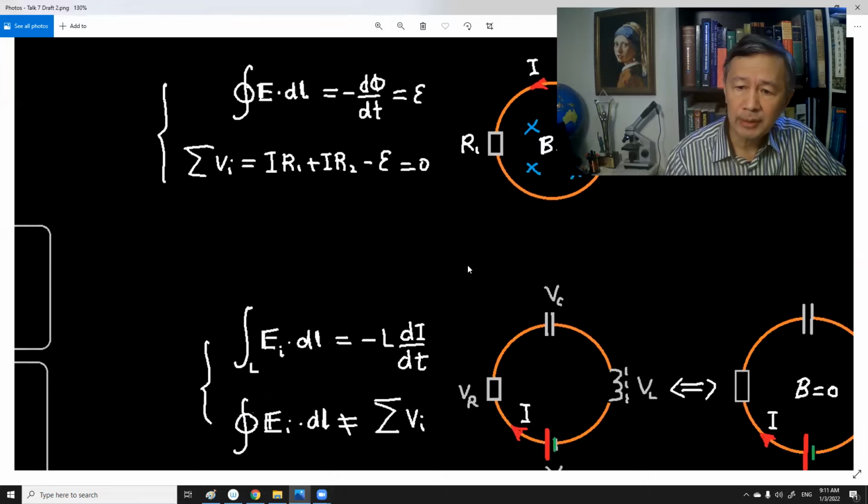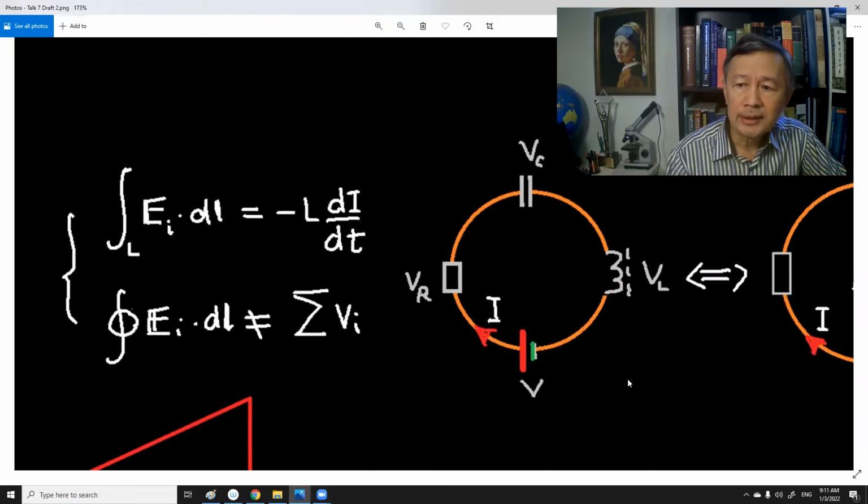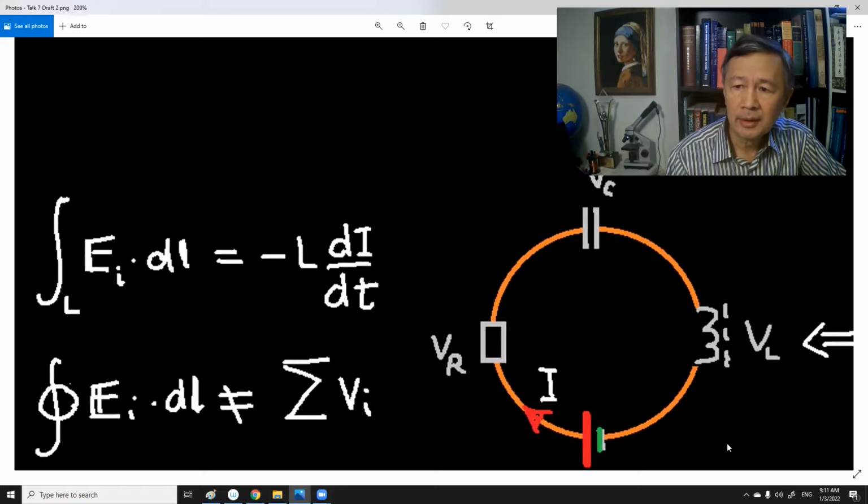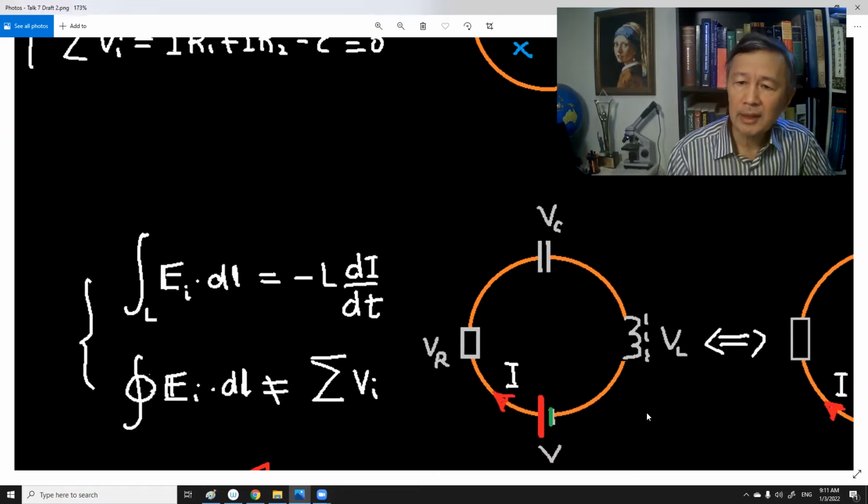However, now in this case, if we just return to the general RLC circuit, then care must be taken. In this case, the E, I put the subscript I for induction. So E is induced, remember, by the changing of the current inside the loop.